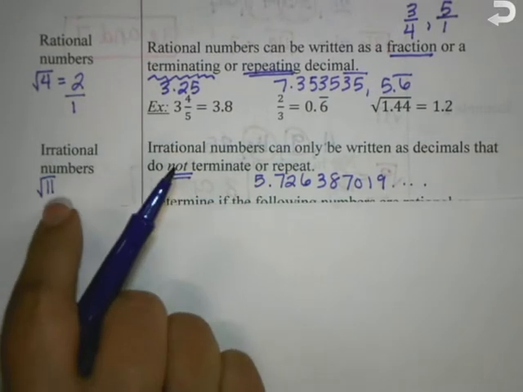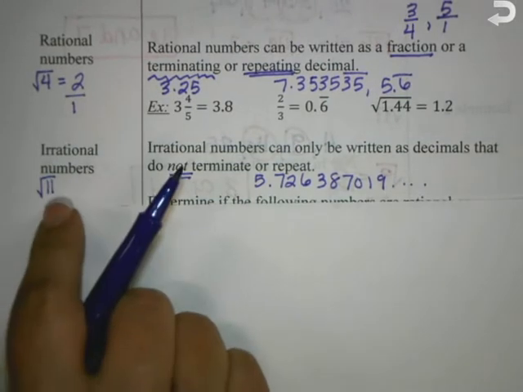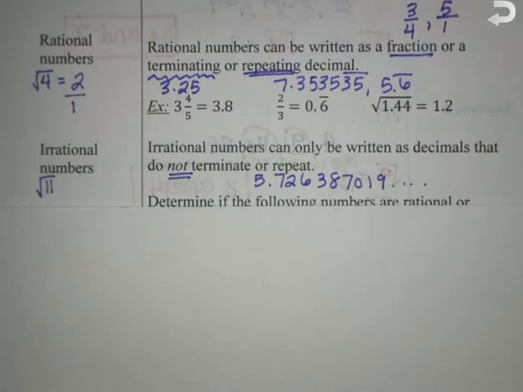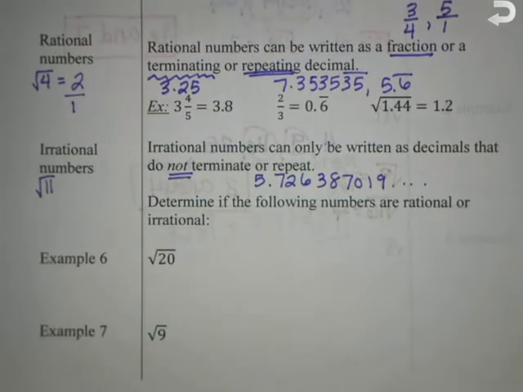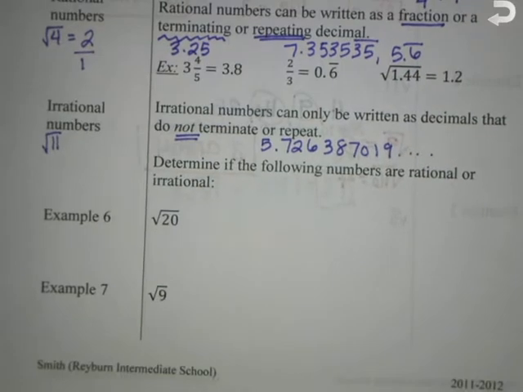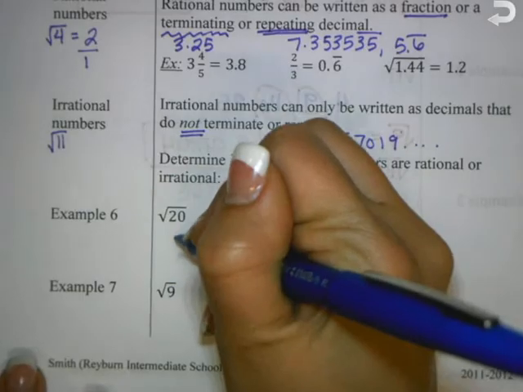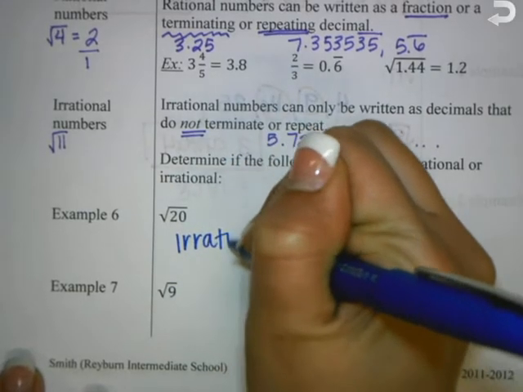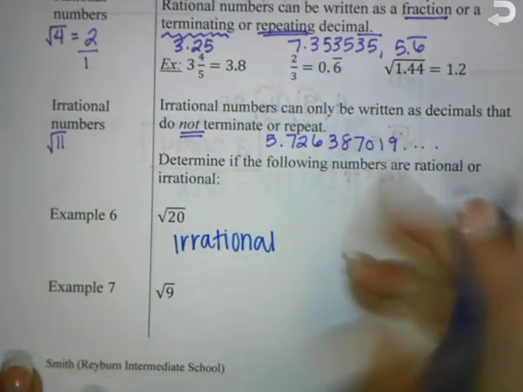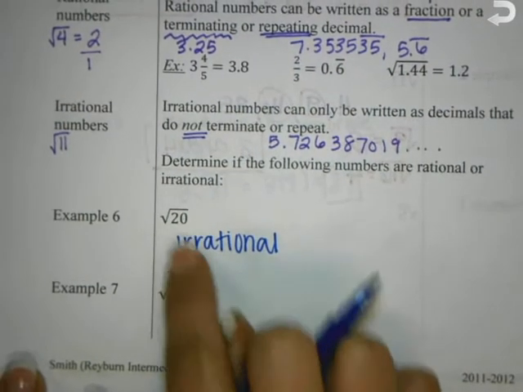Okay? So let's do a couple examples really quick. All we have to do is be able to say if it's rational or irrational. So square root of 20. Rational or irrational? How many vote for rational? How many vote for irrational? It is irrational. Why? Is 20 a perfect square? No, so it's irrational. If it's not a perfect square, it's irrational.